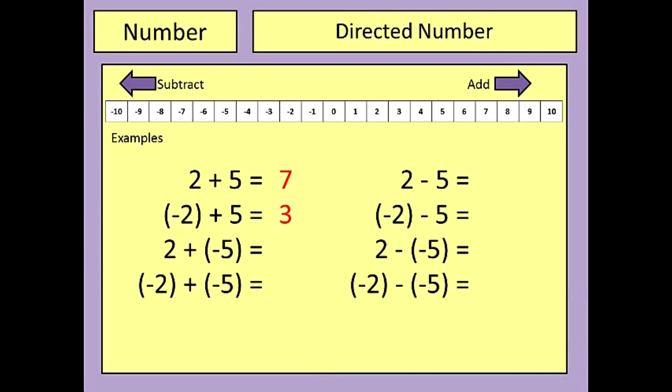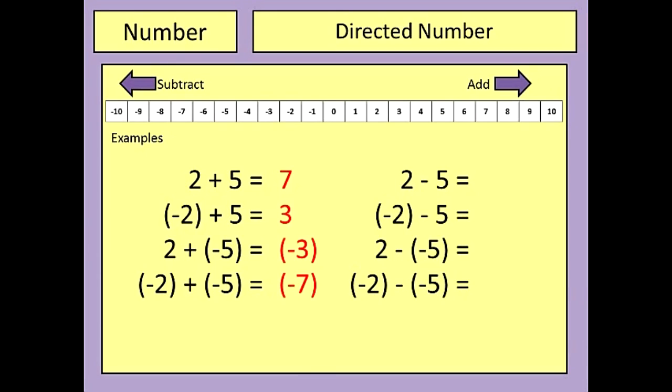If I start on 2, turn to the add direction, but then move backwards 5 spaces, I end up at negative 3. Again, my negative numbers are kept enclosed in brackets. Negative 2 plus negative 5, I'm going to start on negative 2, I'm going to turn and face the add direction, but then move backwards 5 spaces, giving me negative 7.